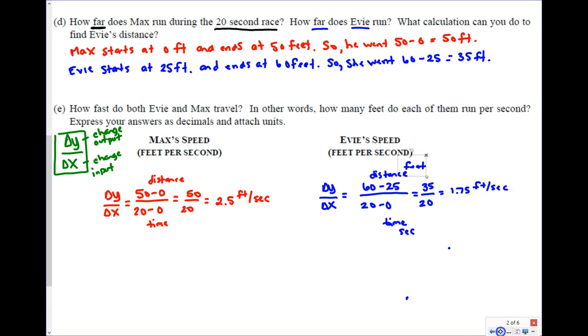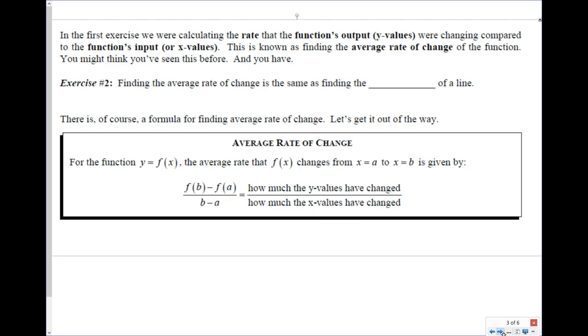So to formalize this a little bit, we have a formal definition here. In the first exercise, we're calculating the rate of the function's output, the y values, right? That's the change in y. We're changing compared to the function's input or x values. That was my change in x when I write that little triangle x. This is known as finding the average rate of change of the function. You might think you've seen this before, and you have. Exercise 2, finding the average rate of change is the same as finding blank of a line.